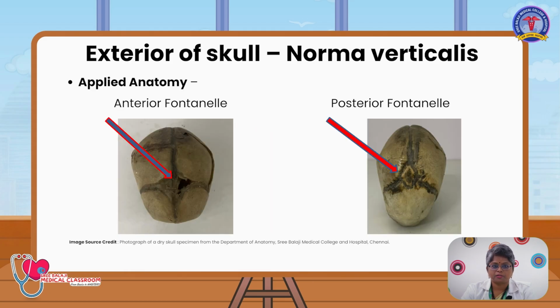The applied aspects of norma verticalis include the fontanelles, which serve two important purposes. They allow molding during birth, and they also allow the brain to grow. The anterior fontanelle is both clinically and therapeutically very significant. A bulge in the anterior fontanelle indicates increased intracranial tension, and abnormal depression indicates excessive fluid loss, especially during dehydration. Diagnostic and therapeutic punctures could be carried out through the anterior fontanelle.